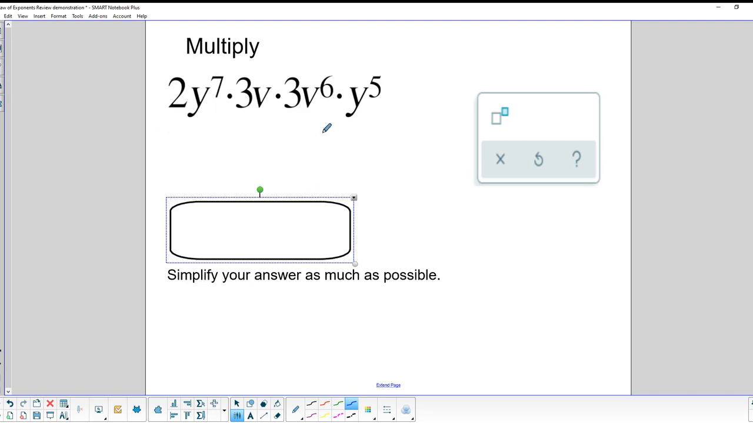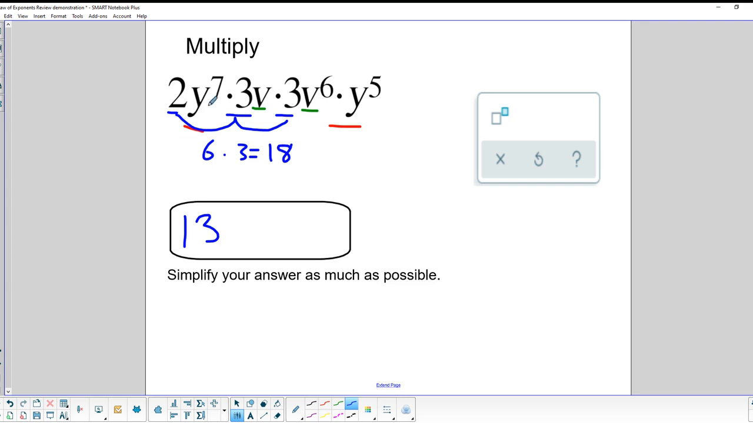Okay, moving along. What if we have something similar, but in this case we actually have numbers that we need to take care of, and we also have two different kinds of variables. We have y's, and we also have b's in here. Well, we're going to start out by multiplying the numbers. So we're going to have 2 times 3 times 3. So 2 times 3 would be 6, and 6 times 3 would equal 18. So as far as our numbers are concerned, we will get a 18.